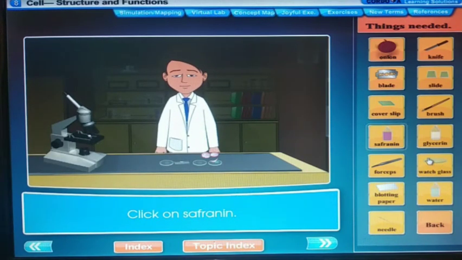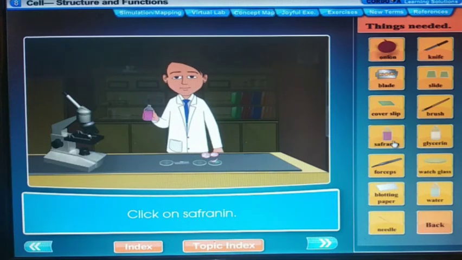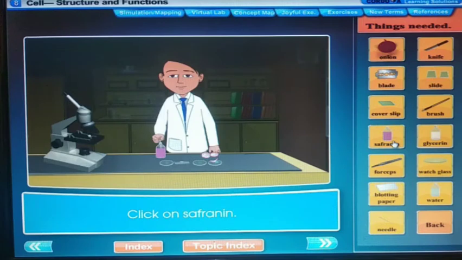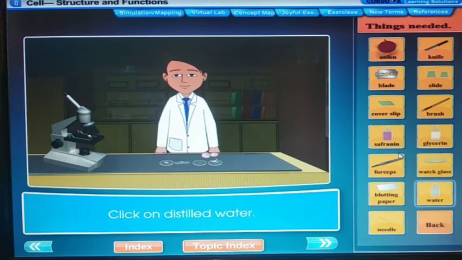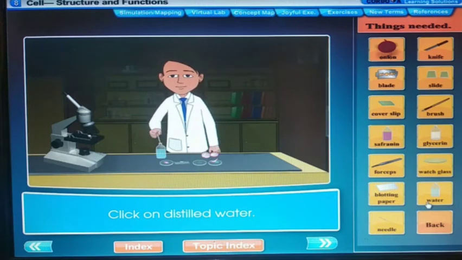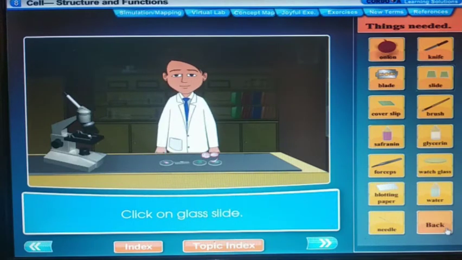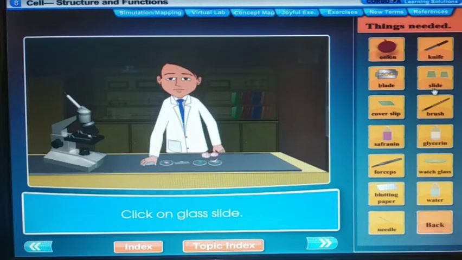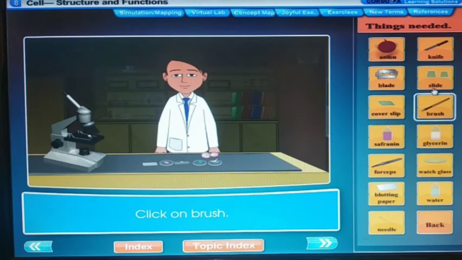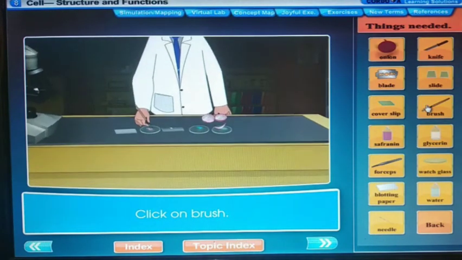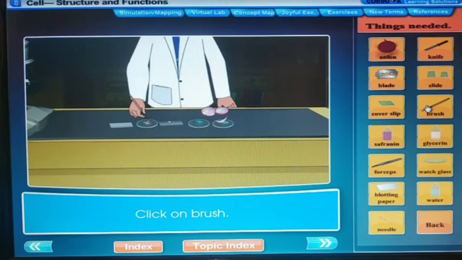Click on the safranin to put it over the watch glass. Click on distilled water to put it on another watch glass. Click on the glass slide to put it between the watch glasses. For transferring, click on the brush to shift the peel to safranin solution to stain the peel. Then to watch glass with water to remove excess stain, and finally to the glass slide.